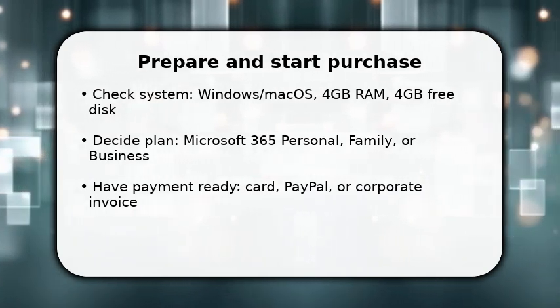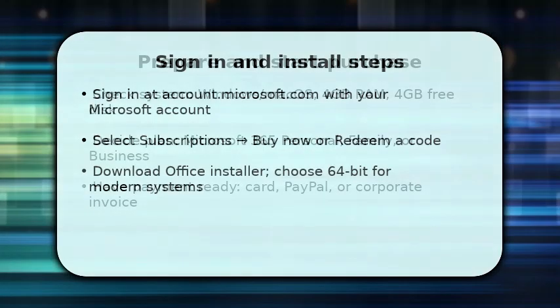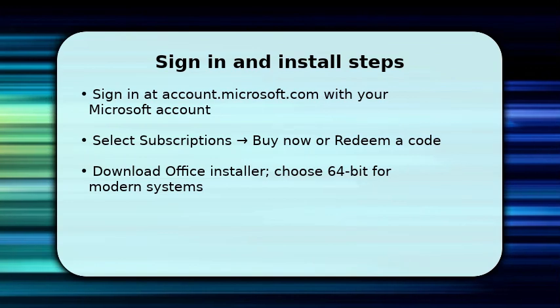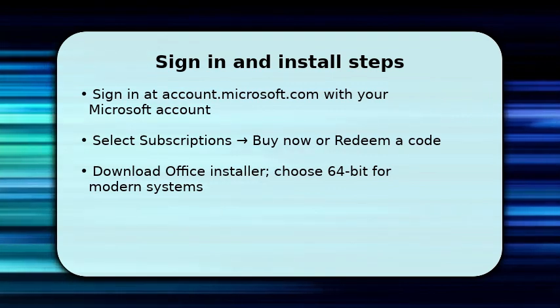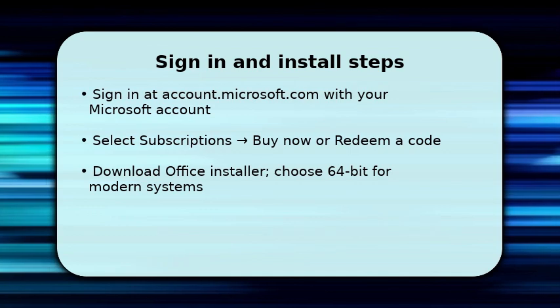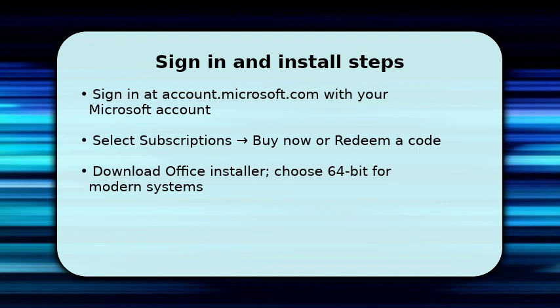You sign in and navigate to subscriptions to complete the transaction, then choose Buy Now or Redeem if you have a code. This registers the license to your account. Next, go to Services and Subscriptions, click Install Office, and select the language and 64-bit/32-bit option. 64-bit is best for large workbooks. During install, accept the prompts and allow updates. This step ensures Excel is licensed and will receive security and feature updates automatically.